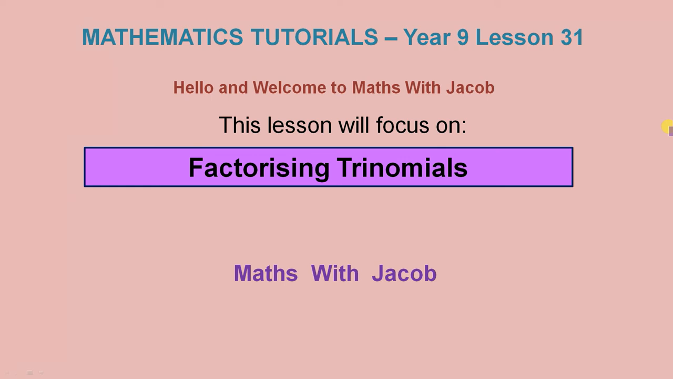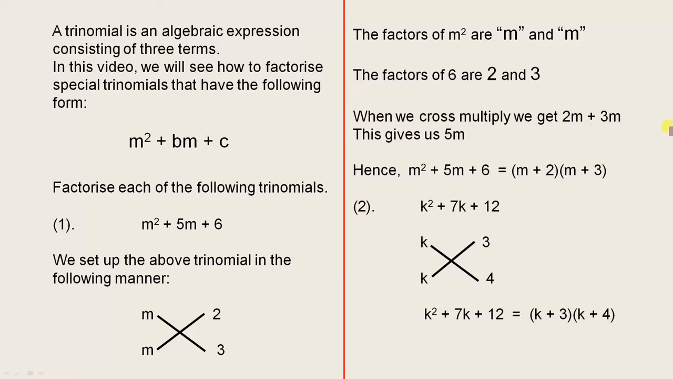This lesson will focus on factorising trinomials. A trinomial is an algebraic expression consisting of three terms. In this video, we will see how to factorise special trinomials that have the following form: m squared plus bm plus c. The m is a variable, but the b and the c are constants. So let's see the first examples.